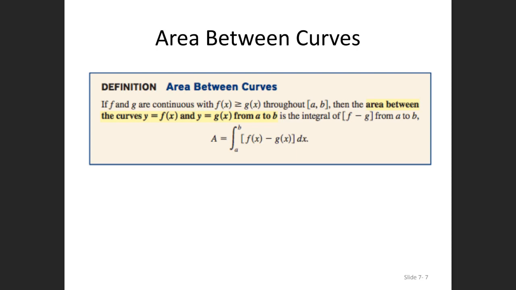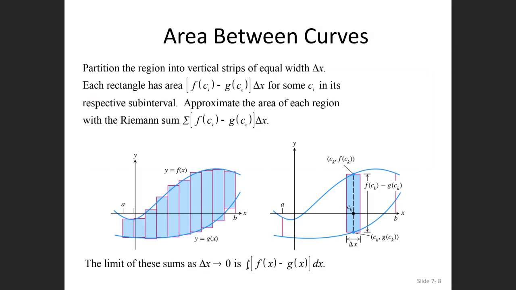The area between two curves, y equals f of x and y equals g of x, from a to b is the integral of f minus g from a to b. Now, f is the top function, g is the bottom function. So if this is f of x right here, and this is g of x right here, going from a to b, it's just trying to find all the area between these two things. It's a super simple formula to use.